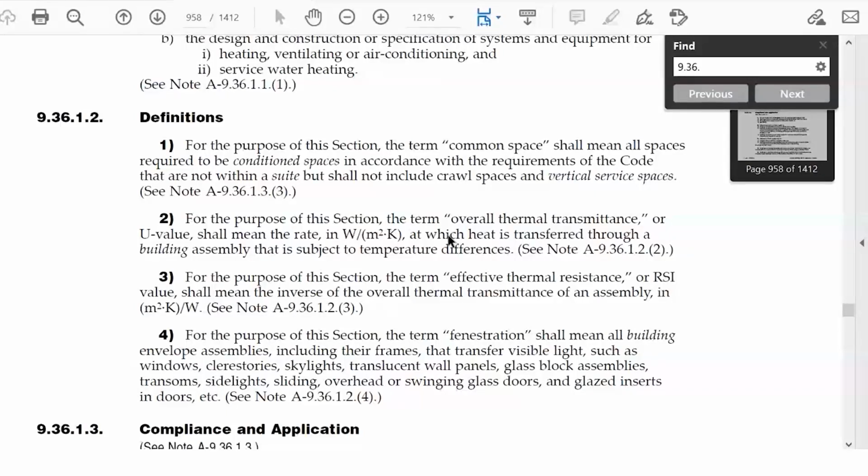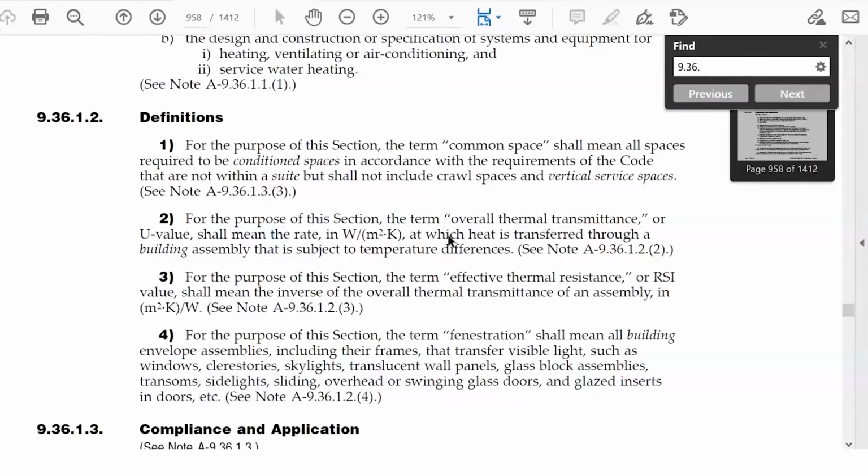So the RSI is the inverse of the overall thermal transmittance, and we're going to look at the overall assembly thermal transmittance versus the individual thermal transmittance of the materials used within the assembly. Effective thermal resistance, then, we have the RSI value is the inverse of U.